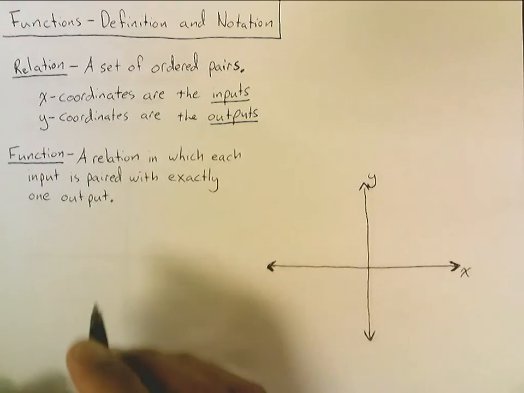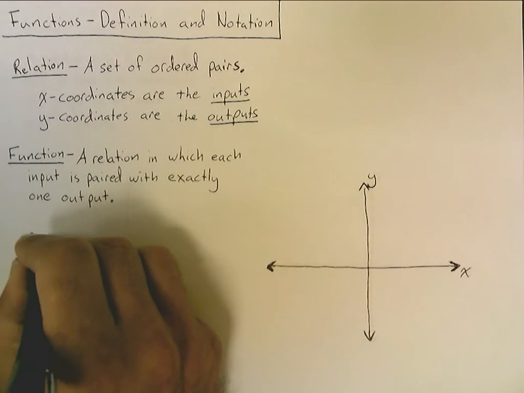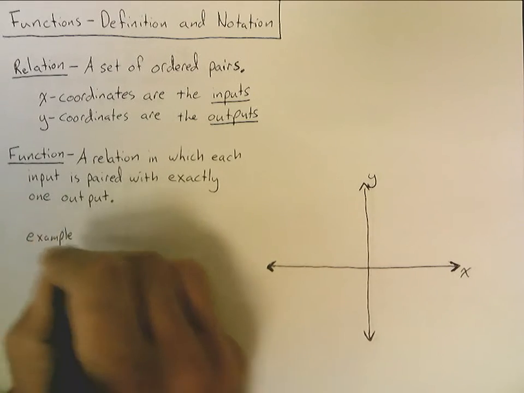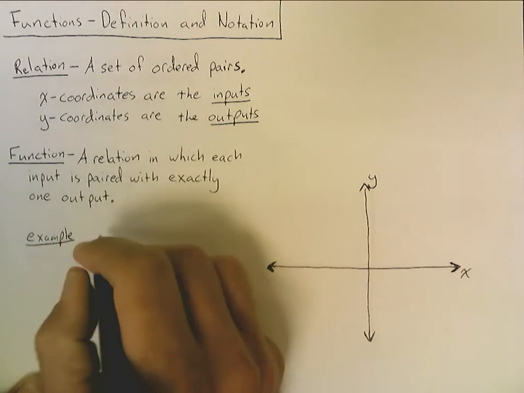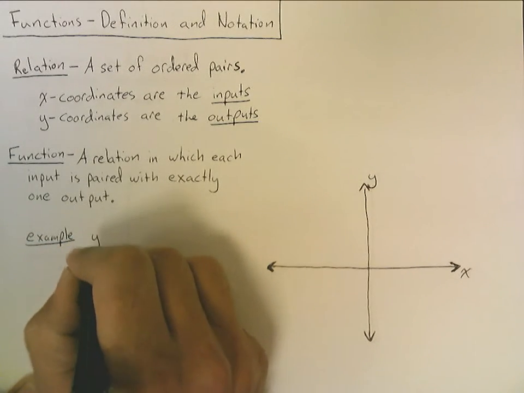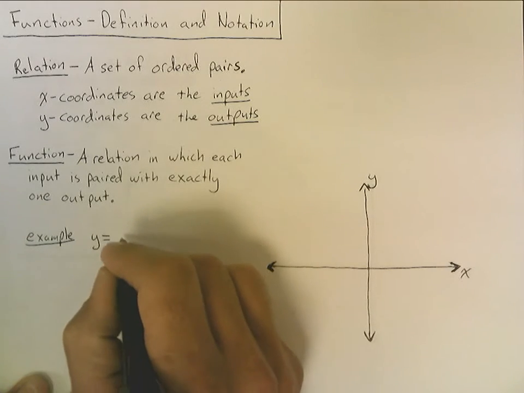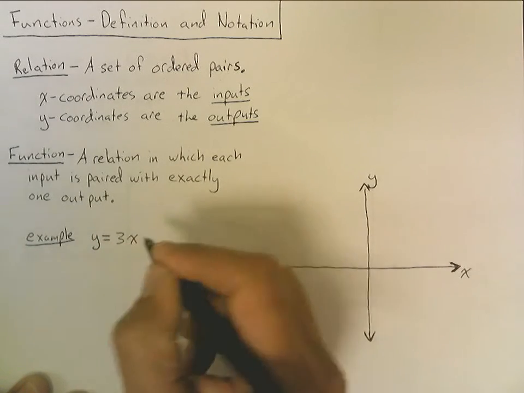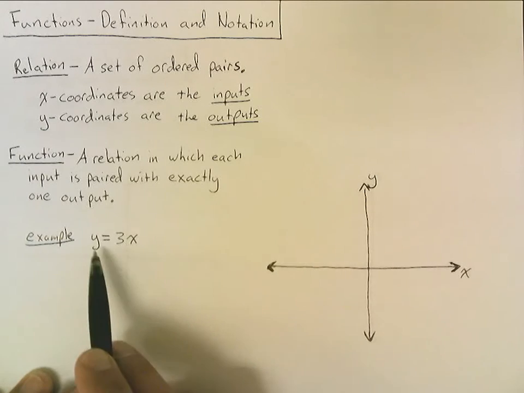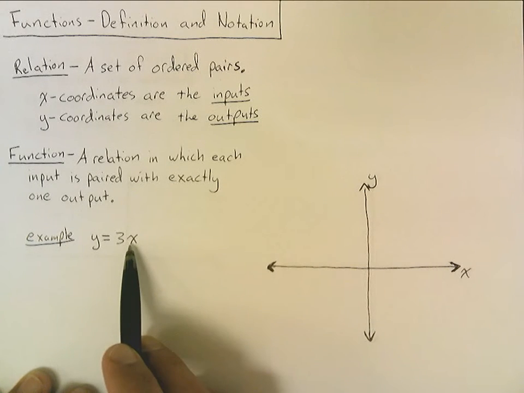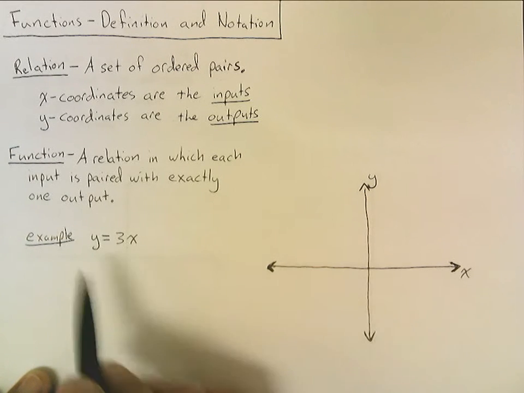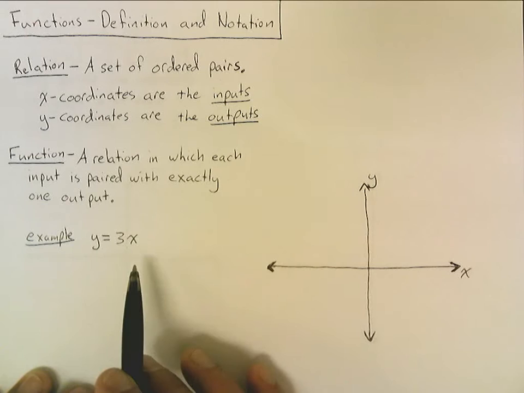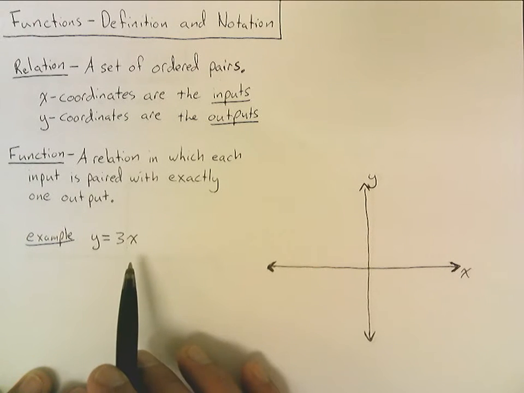For example, let's consider maybe an equation like this. Y is equal to 3x. This equation, like we saw when we were graphing, is actually the name we give to a set of ordered pairs in this coordinate plane. It has to be a straight line, and you can figure out what that looks like. Not a big deal for right now.